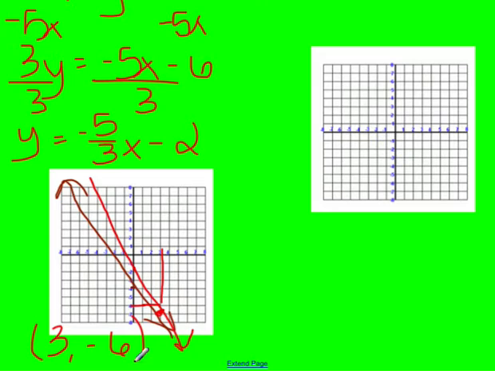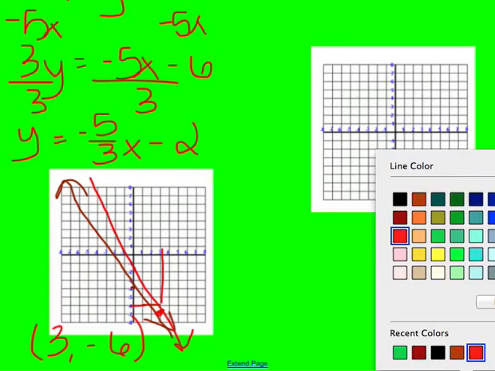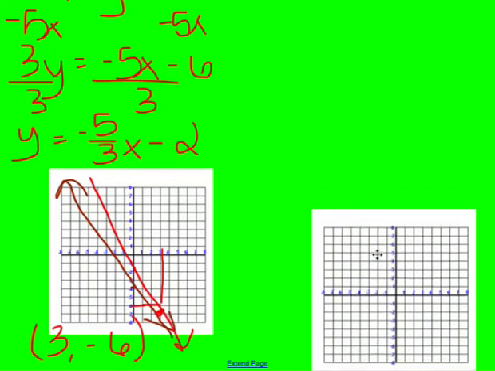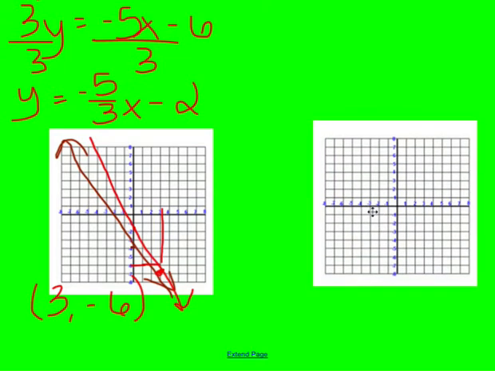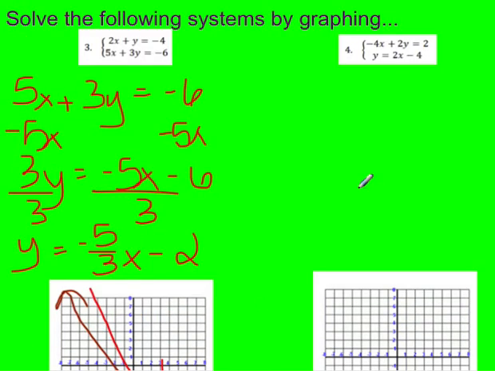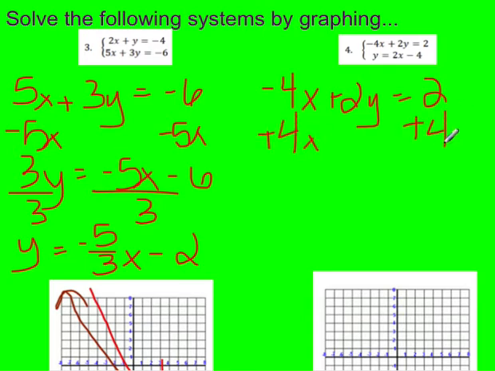Okay, let's take a look at this next one, number 4. So first thing we want to do is solve each of the equations for y. So let's take a look at the first one. All right, so we have negative 4x plus 2y is equal to 2. So I'm going to start by adding 4x to both sides this time because that 4x is positive. So I'm going to add 4x to both sides.